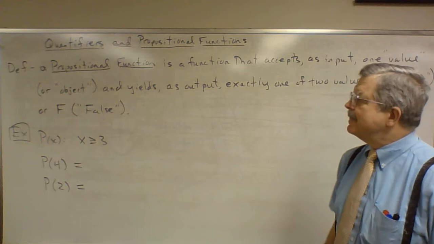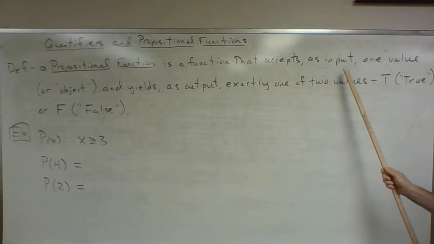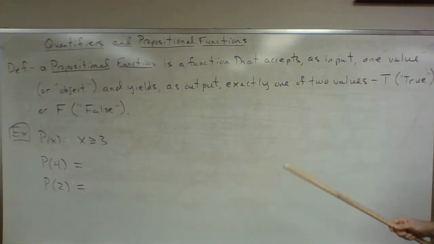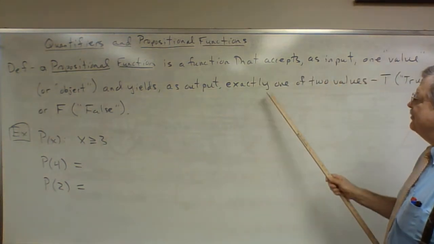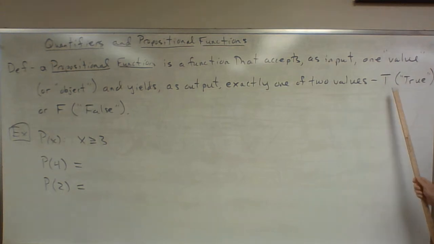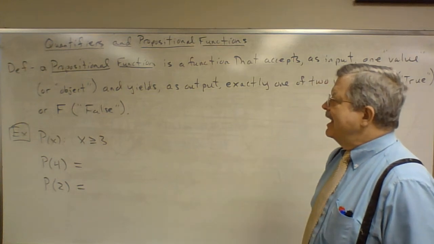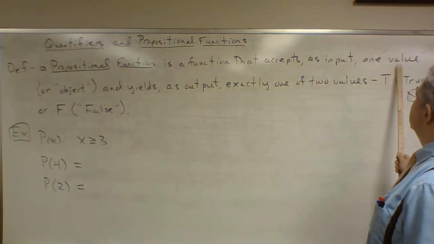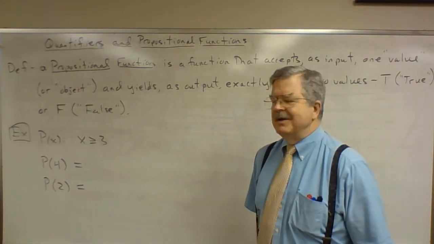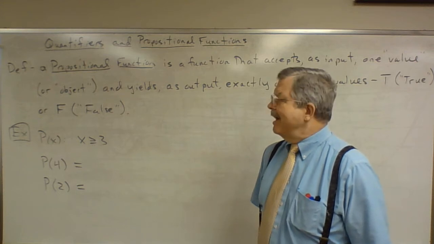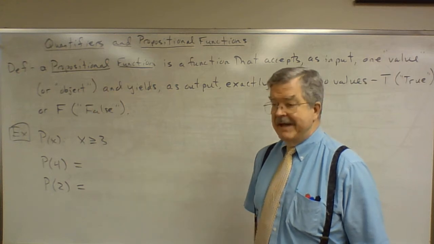A propositional function is a function that accepts as input one value or one object and yields as output exactly one of the two values, either true or false. And this bit about me defining the input as one value or one object, I'll tell you in about 5 minutes why I might want to refer to the input as an object rather than a value.